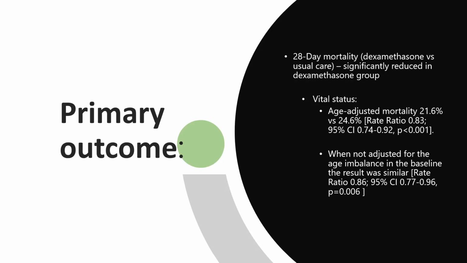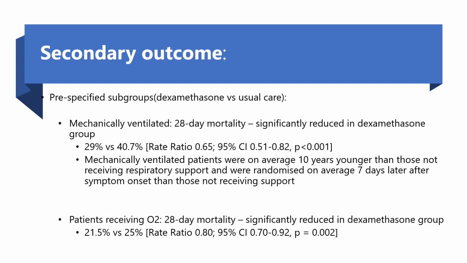So the age adjusted mortality was 21.6% versus 24.6%. The rate ratio was 0.83, 95% confidence interval of 0.74 to 0.92. So the rate ratio here, we can see that the rate ratio is closely related to the risk ratio and is computed as the ratio of incident rate in the dexamethasone group divided by the incident rate in the usual care group alone. The secondary outcomes were when there are pre-specified groups already been determined.